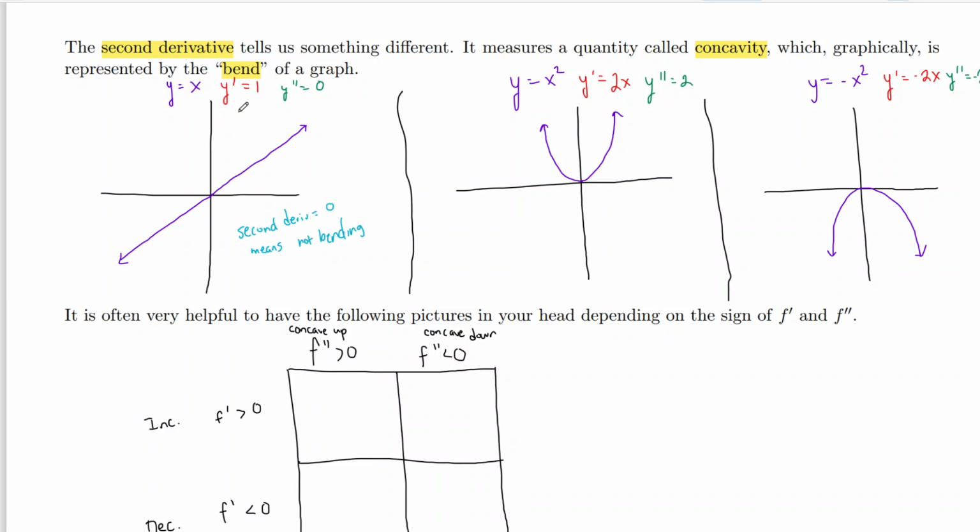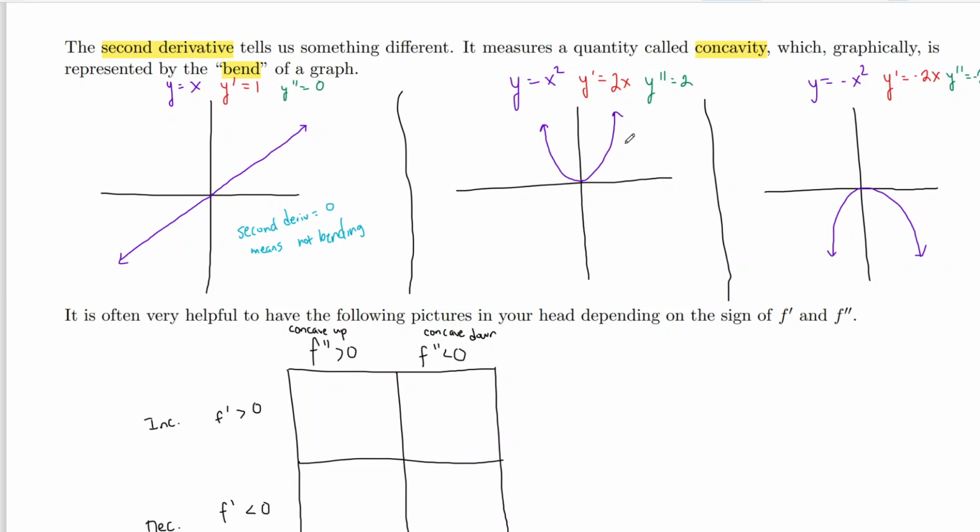This is an example of a graph where the second derivative is 0 everywhere, which means it's not bending anywhere. Sort of like when you can have the first derivative equaling 0 at a local maximum or minimum, you can have the second derivative equaling 0 at spots, and those will be called inflection points. But we'll get to that in a little bit. The idea here is just to understand that the second derivative is representing bending. When it equals 0, there's no bending. Now the middle one here, the graph of y equals x squared, the second derivative formula is just 2.